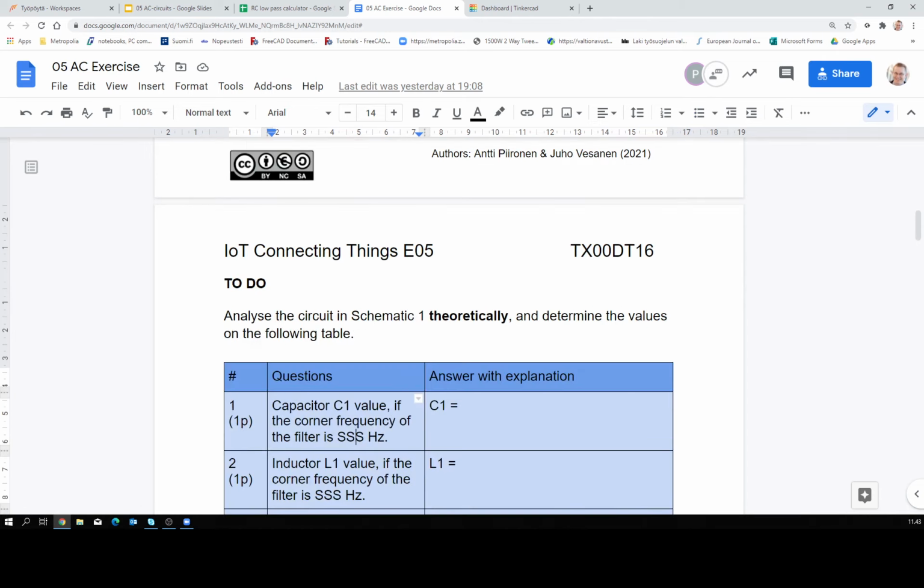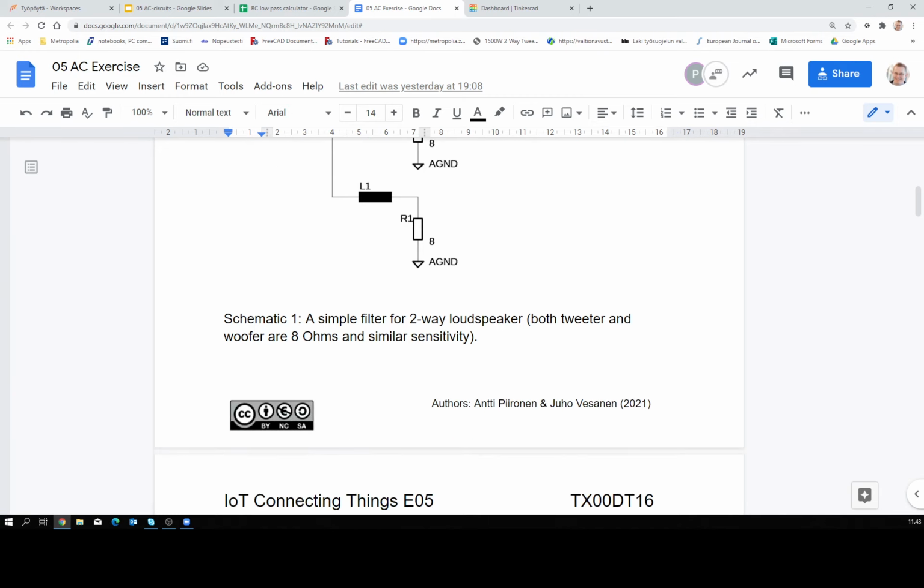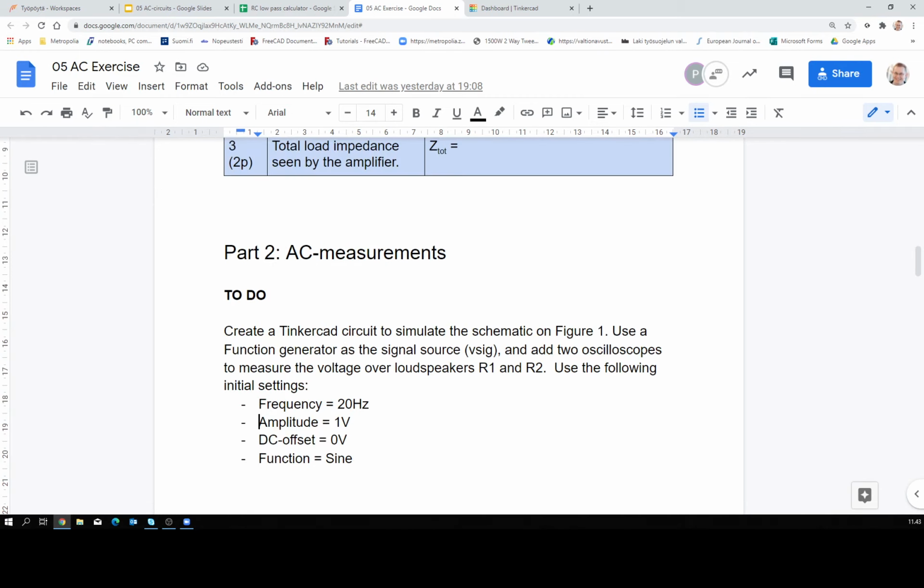Here is what you should do. First, create this circuit with the values you found in Tinkercad. So an inductor in series with a resistor, and a capacitor in series with another resistor, and then connect those in parallel and run the function generator as your signal source.